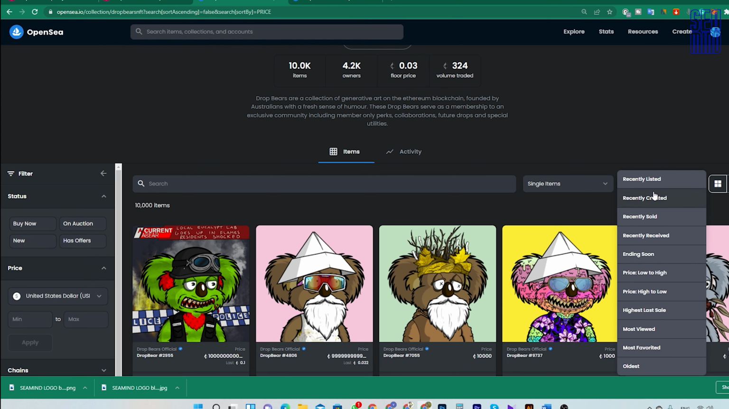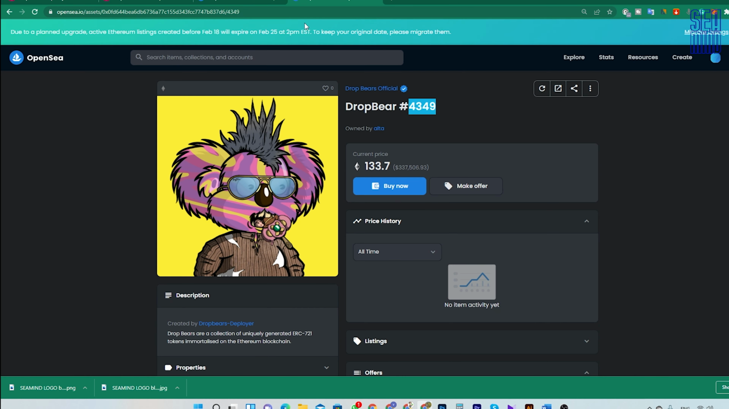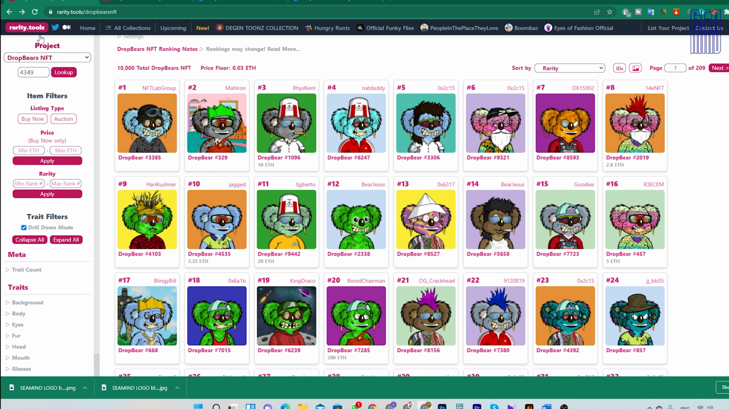I can find a Drop Bear that I want. So I'm going to actually go by higher score. I want to find a rare one for this. High to low, what I can do is take this number right here and copy this number. I can go here. Now when you click on the drop, it's at the top. So whatever one you mint, it'll come up here a few hours later. It shows you all the top rare ones.